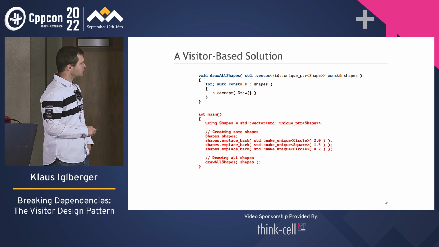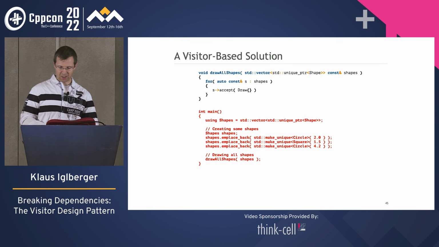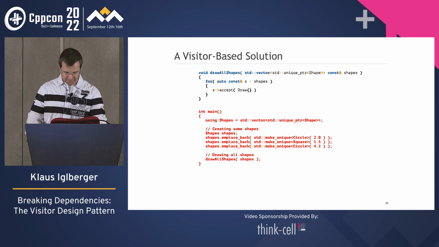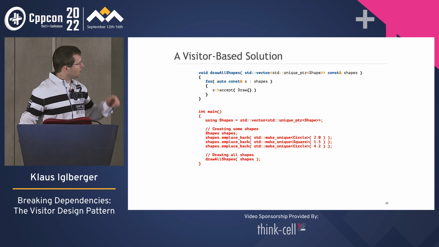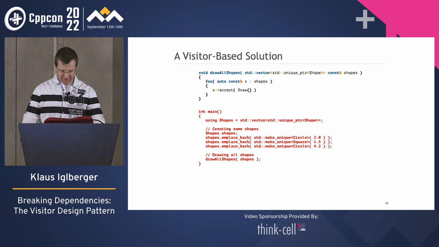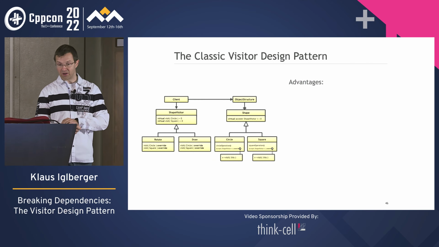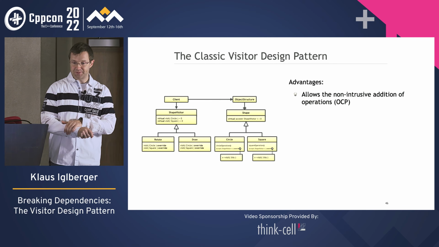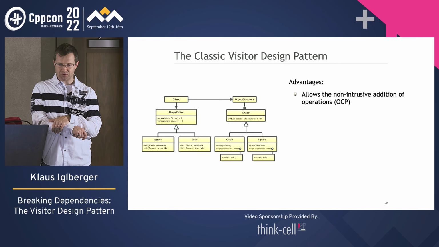And interestingly, the main function didn't change. It's still the same thing. So we'd now draw circles and squares without any changes here. Everything would be resolved by the visitor hierarchy. So there are definitely a couple of really great advantages. First, we are now enabled to add operations non-intrusively, easily. And that's essentially the idea of OCP.